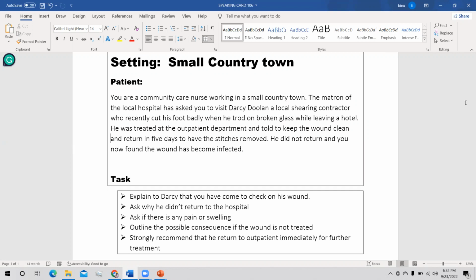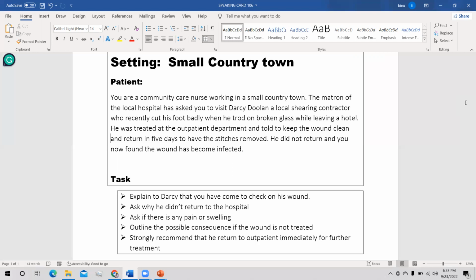The name of the patient is already given here, Darcy Doolan. He is a local shearing contractor who recently cut his foot badly when he trod on broken glass while leaving a hotel. So first you understood that you are a community care nurse, your patient's name is Darcy Doolan, and he had a cut on his foot. Okay, remaining part. He was treated at the outpatient department and told to keep the wound clean and return in 5 days to have the stitches removed.